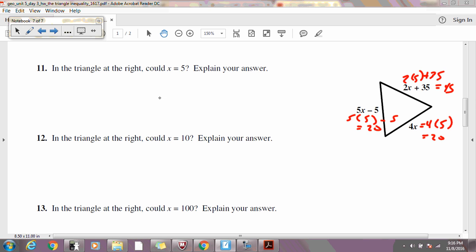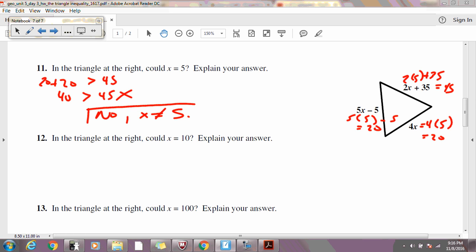So again, let's take the two smallest sides, which would be the 20 and the 20, and test to see that it's greater than 45. 20 plus 20 would make 40, which is not greater than 45. So no, x cannot equal 5. Again, my reason is simply because once I substitute it in, those side lengths would not form a triangle. No matter how much I could try and make them, they can't.